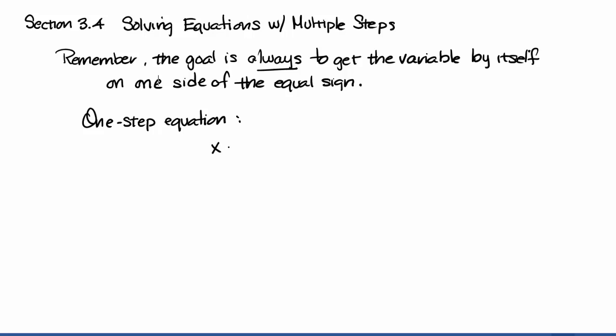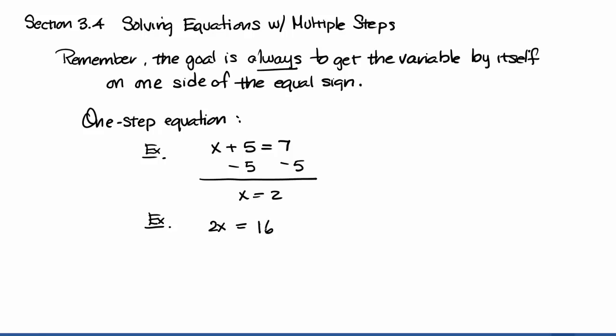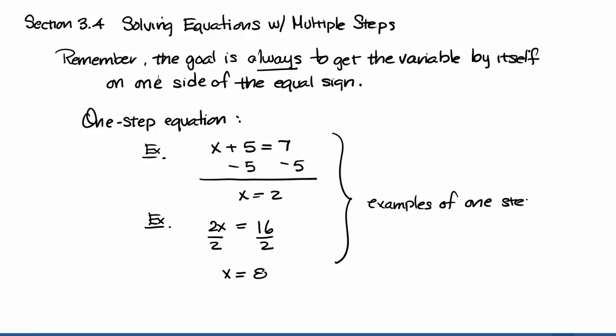For example, if I had x plus 5 equals 7, how do I get x by itself? Well, all I have to do is subtract 5 from both sides, right? Minus 5. And I get x equals 2. Or another example of a one-step equation was 2x equals 16. How do I get x by itself in this case? I simply divide both sides by 2, and I get x equals 8, right? So both of these are examples of one-step equations.